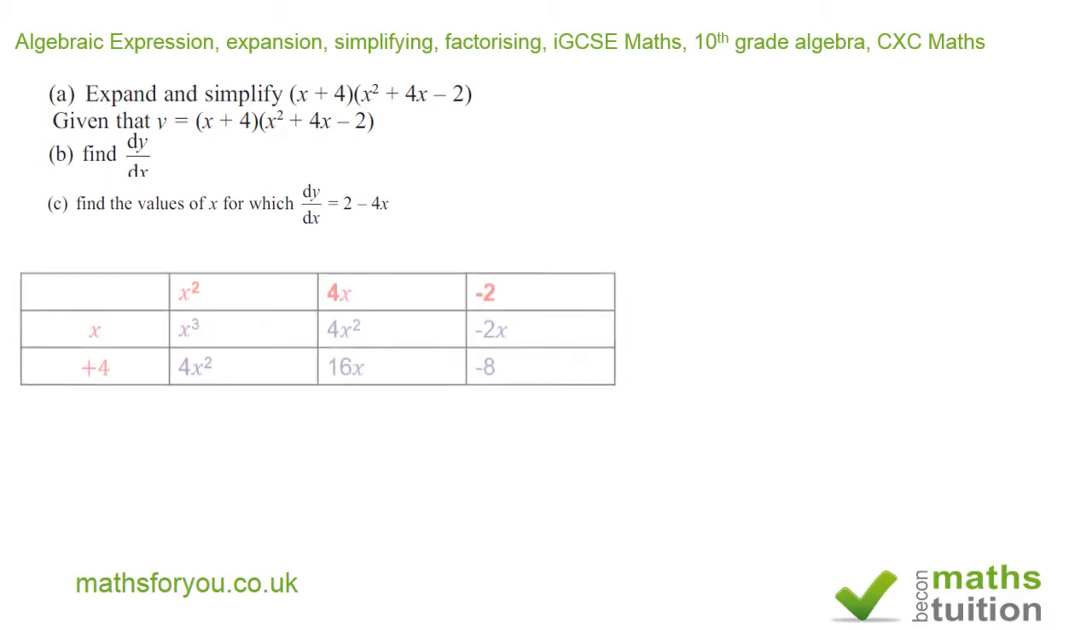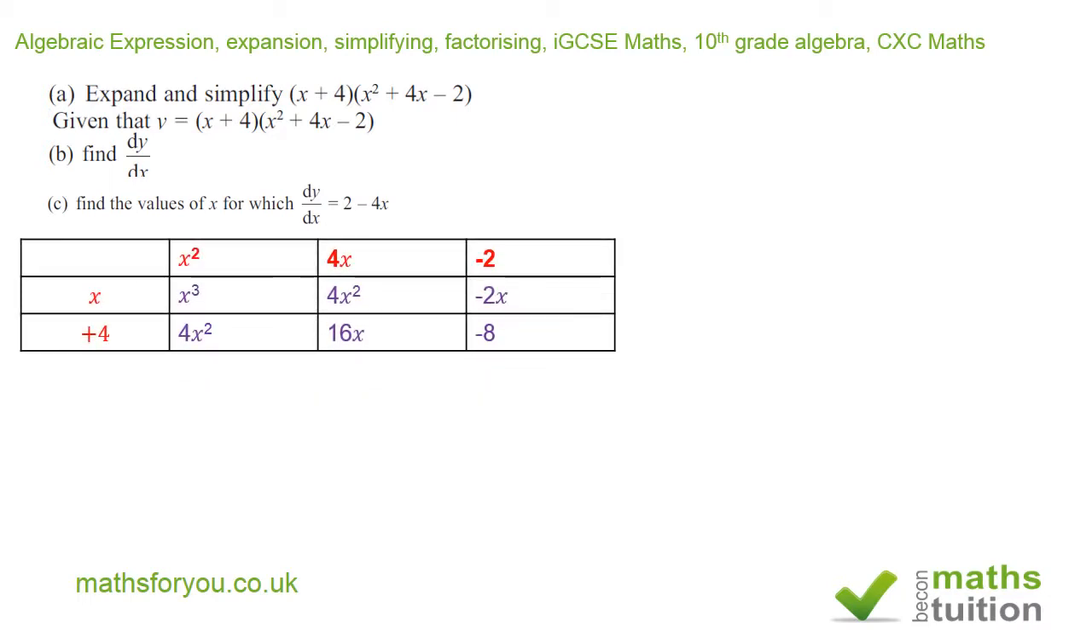Now, for the first section, I'll put one of the factors on the top row in red, and the other factor I'll put in the first column on the left hand side. Okay, so now if you multiply x times x², you get x³. If you multiply x times 4x, you get 4x². If you multiply x times −2, you get −2x.